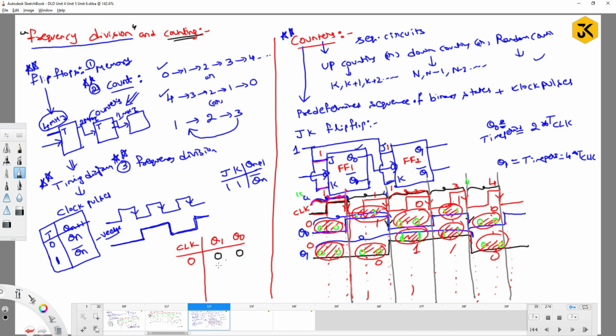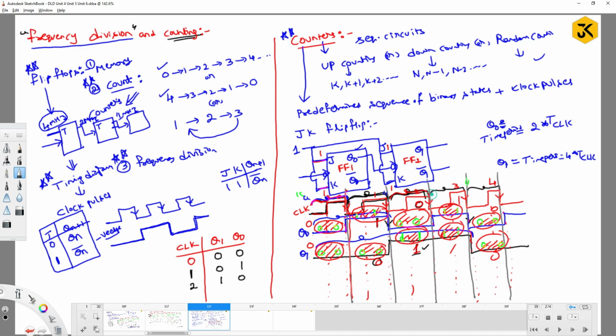0 and 0, right? When I apply one more clock signal, what might be the values here? 1 and 0. So when I apply the second clock signal, that is clock number 1, what might be Q1? 0 and 1. When I apply one more clock signal, what might be the values? 0 and 1. So the next clock signal is number 2, and Q1 is 1, Q0 is 0.